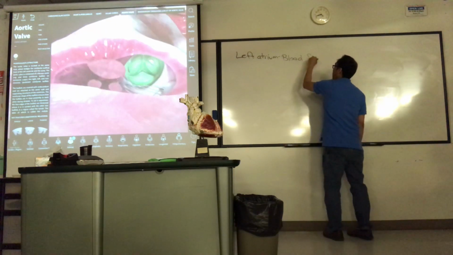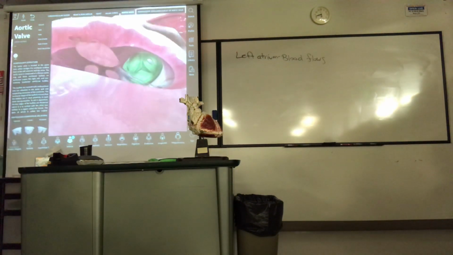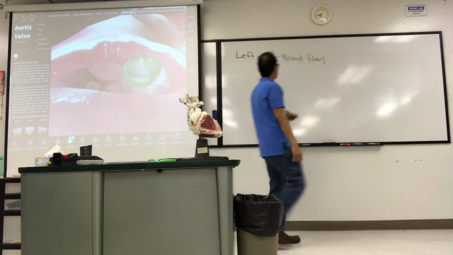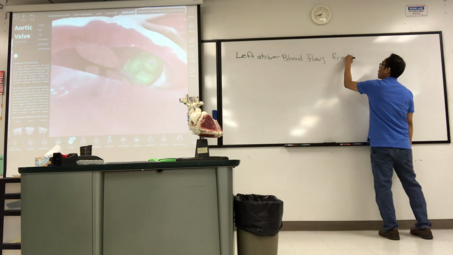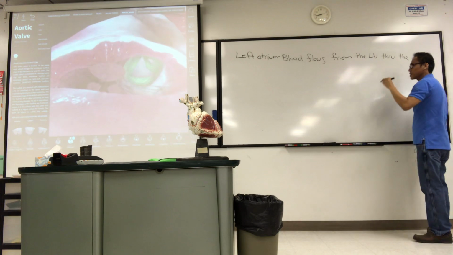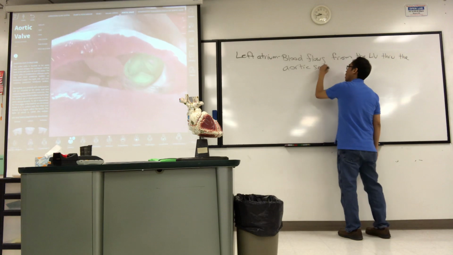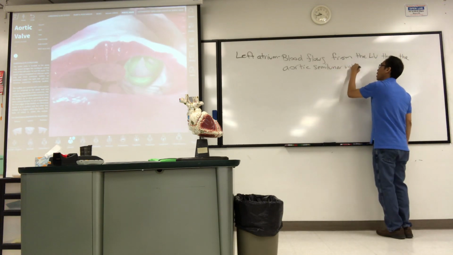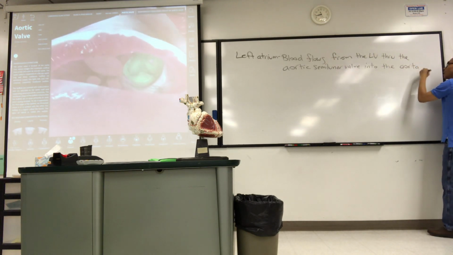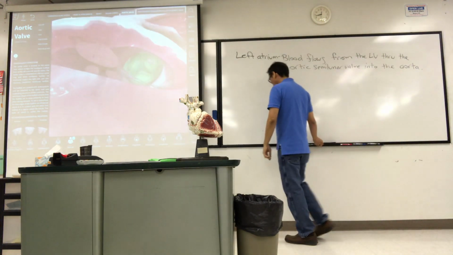Blood, turn the lights on. Blood flows from the LV, the left ventricle, through the aortic semilunar valve into the aorta. So that's the name of the artery that's attached to the left ventricle.